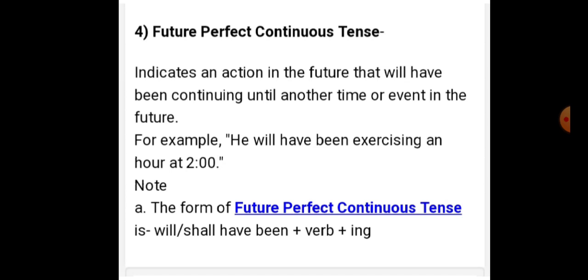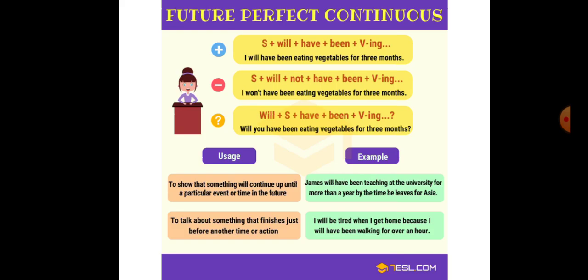Future perfect continuous tense indicates an action in the future that will have been continuing until another time or event in the future. For example, he will have been exercising for an hour at 2. The form of future perfect continuous tense is will or shall have been: subject plus will or shall have been plus verb plus ing. You see the structures. At first, positive form: subject plus will plus have been plus verb plus ing. I will have been eating vegetables for 3 months. Then negative form: subject plus will plus not plus have been plus verb plus ing.